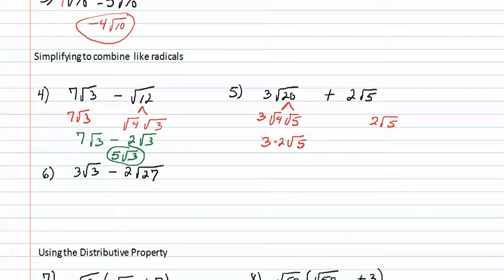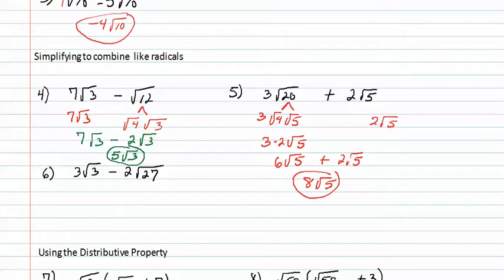I'm going to multiply because numbers multiply with numbers. So 3 times 2 is 6, 6 radical 5. Plus, I'm going to keep that and bring it down, radical 5. Okay, now I have like terms. I have a radical 5 here and a radical 5 here, so now I'm just going to add the numbers. 6 plus 2 is 8 radical 5. And that's my answer for number 5.